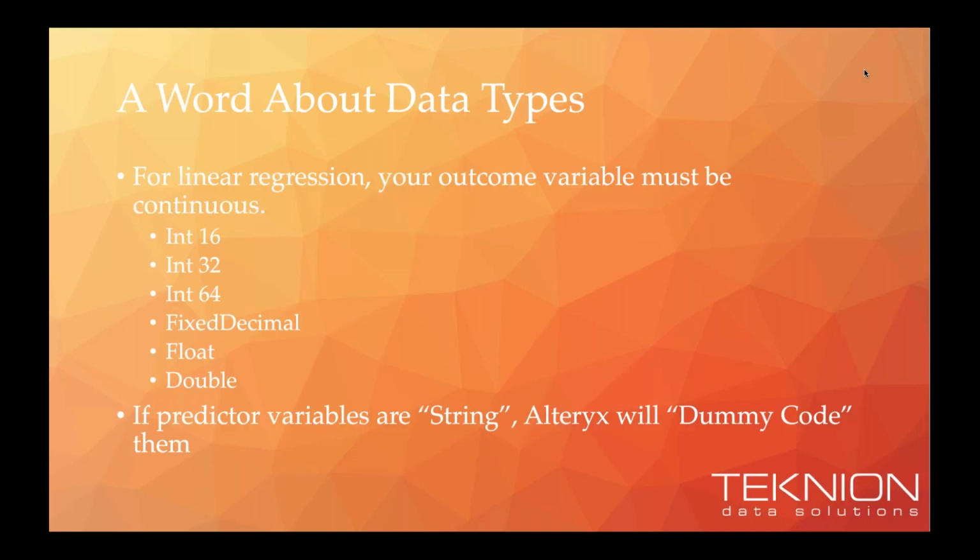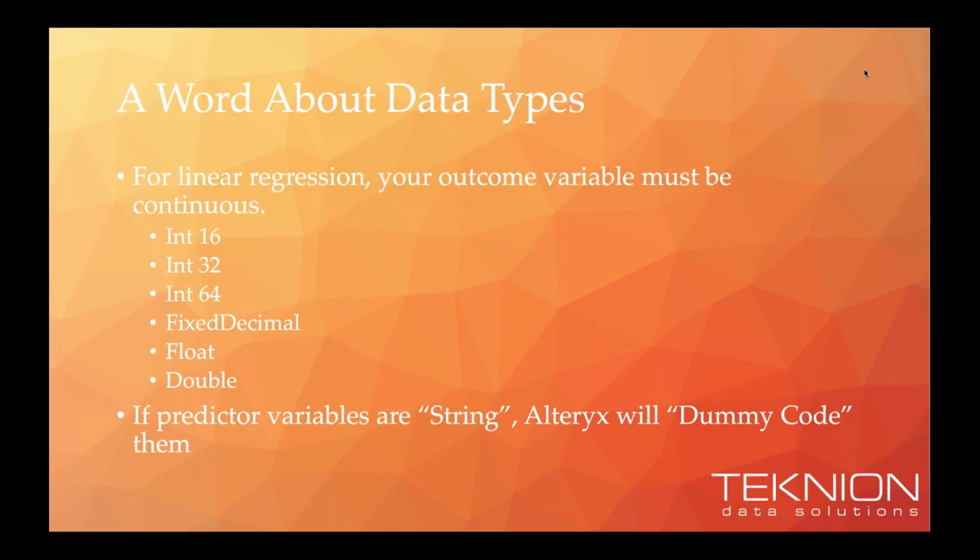So if your outcome variable is continuous, like IQ or number of sales that we had, or let's even say a score on a game or something like that, then we're okay to do linear regression. Okay, so that's for the outcome variables.